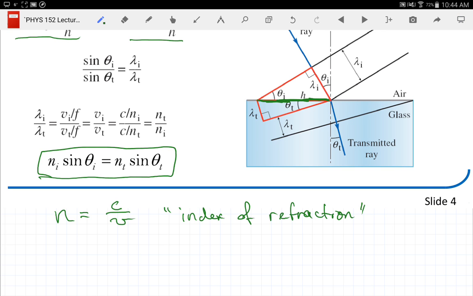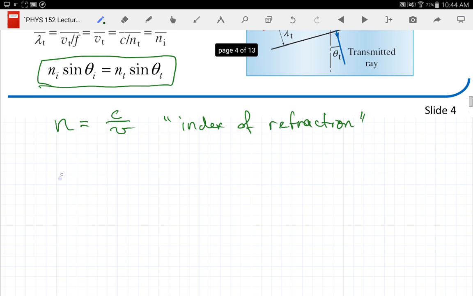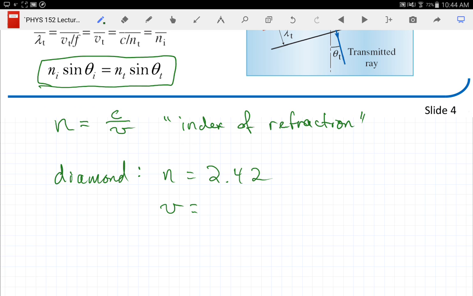Now let's just take an example. Diamond. n equals 2.42 if I remember correctly. What does that tell you about the speed of light in diamond? It's slow. How fast is it? I'm asking for a very simple equation.